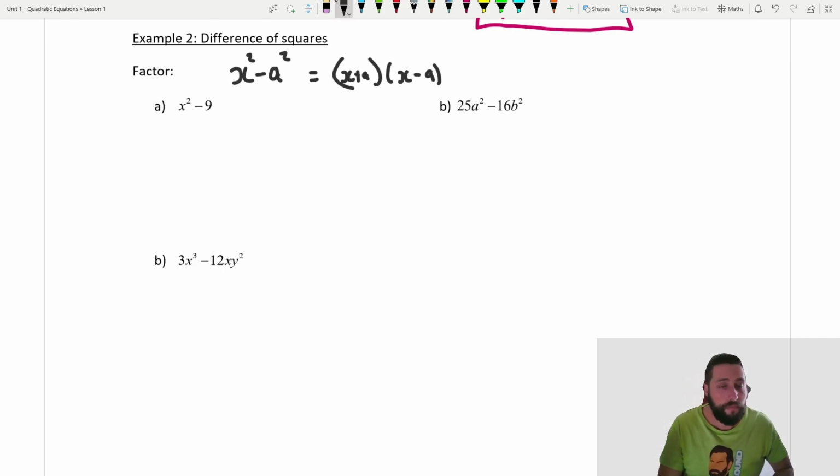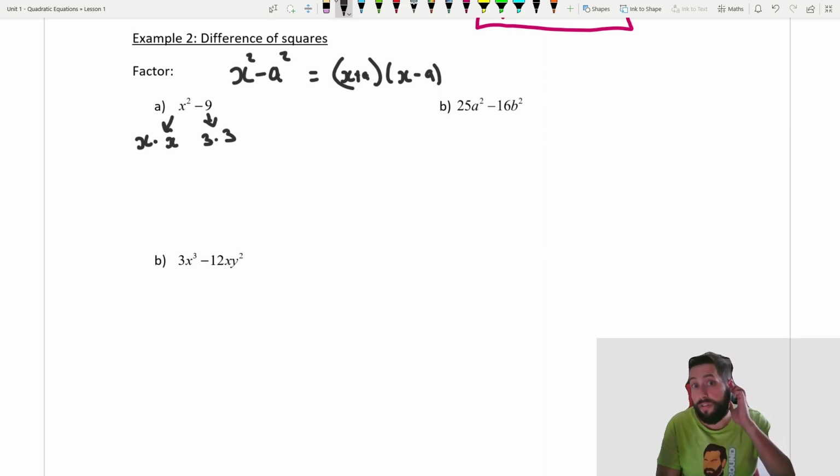All right, so let's look at the first one. x squared minus 9. So you're going to look at the first term. You can notice that it can be square rooted, right? x squared can be broken up into x times x. Fair? 9 can be split up into 3 times 3.